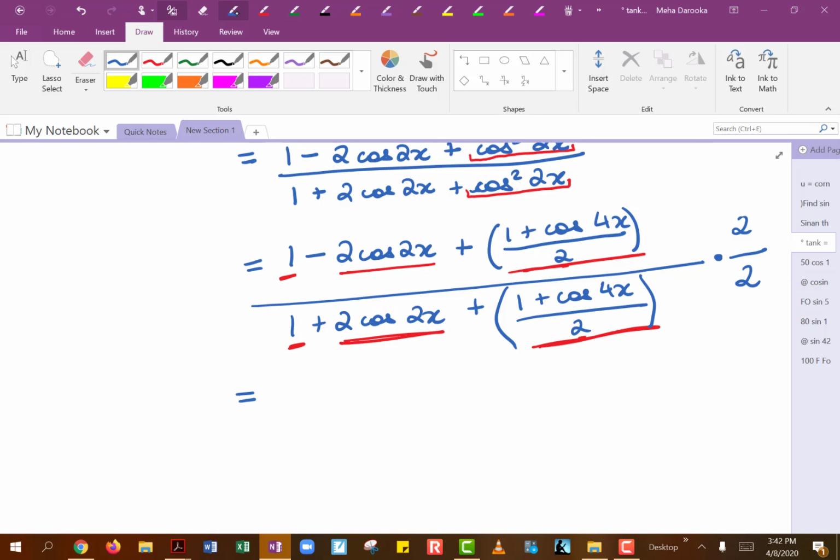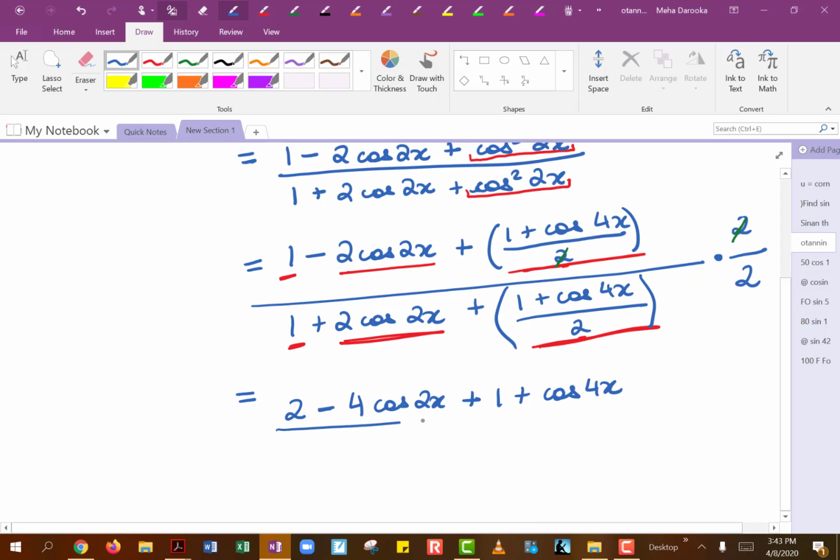Each of these terms will get multiplied by 2. So what will happen? 2 times 1 will become 2, minus 2 times cosine of 2x multiplied with 2 will end up becoming 4 cosine of 2x, plus over here with the fraction where you have 1 plus cosine of 4x divided by 2, this 2 will cancel out with this 2 over here. So these guys will end up becoming just 1 plus cosine of 4x. So that's how we get rid of that 2 from our numerator.